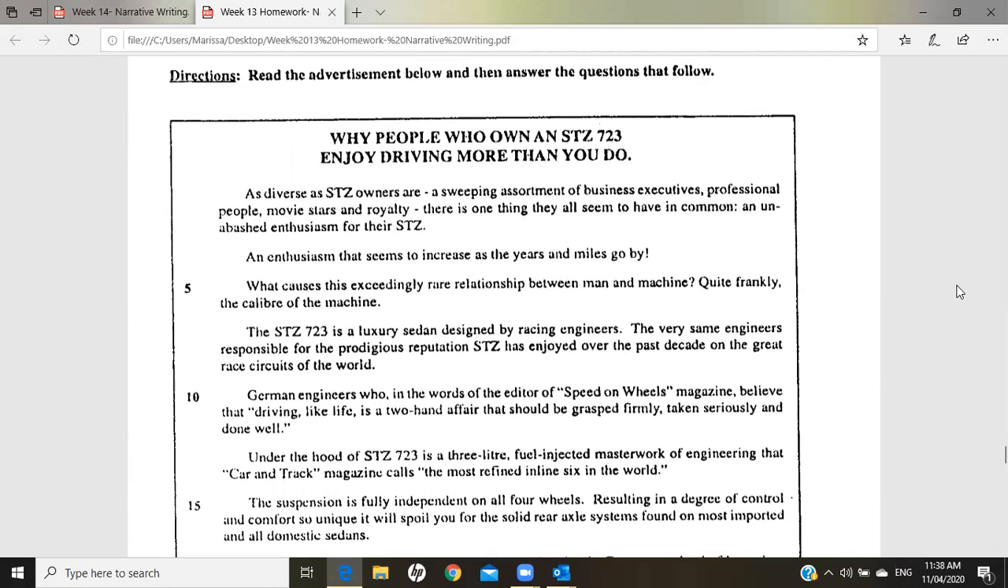So this last advertisement, I've seen this repeated as well. Everything in this paper has been repeated in different past papers, right? So it's an advertisement, and it's entitled, Why People Who Own an STZ723 Enjoy Driving More Than You Do. Just from reading this, we get a sense that we're talking about a vehicle, because they are using the word driving. This ad spent a great bit of time and detail describing this vehicle, its features, who created it, the performance, and so on. It begins by giving us an idea about who owns this type of vehicle. They said business executives, professional people, movie stars, royalty. And there's only one thing they seem to have in common, an unabashed enthusiasm for the STZ.